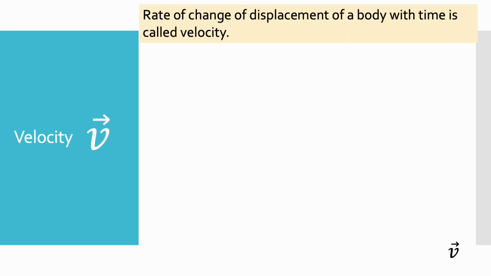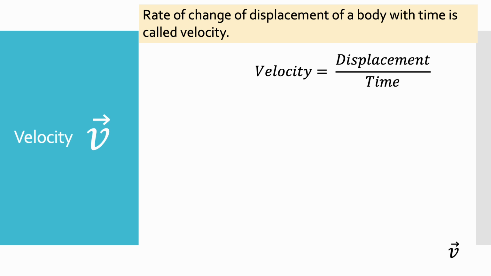Velocity is the rate of change of displacement with time. Unlike speed, velocity is a vector quantity. It includes both magnitude and direction. Velocity is equal to displacement divided by time.